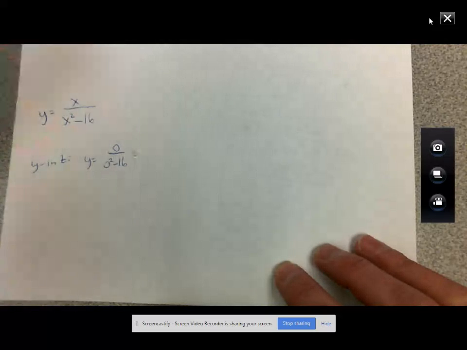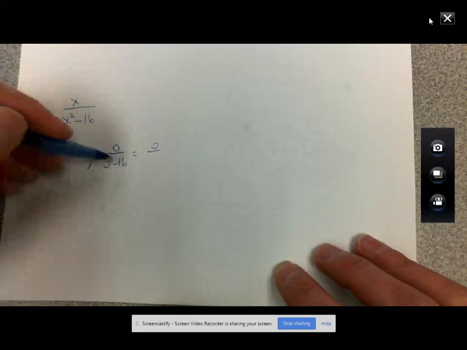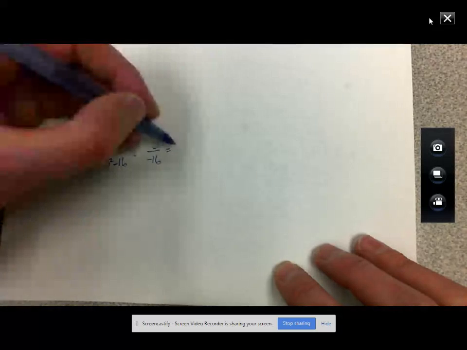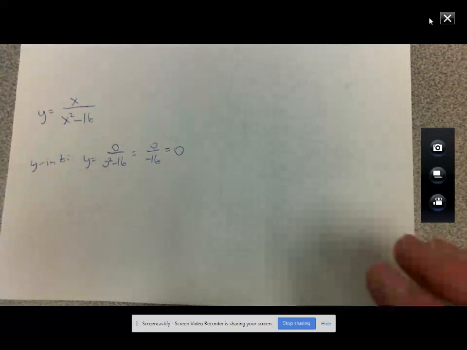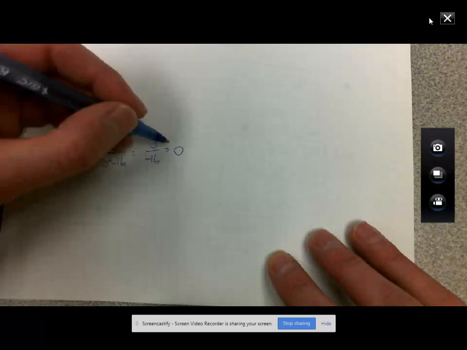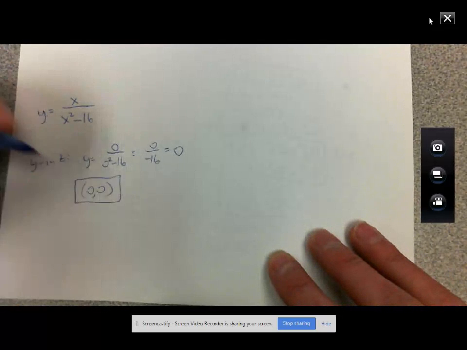And if I work that out, 0 squared is 0, 0 minus 16 is negative 16, and 0 divided by anything is always 0. We can always take nothing and divide it any way you want. Everybody gets nothing. So that works just fine. So our y-intercept is going to be, well, x is 0, y equals 0, so (0, 0). There's a y-intercept.